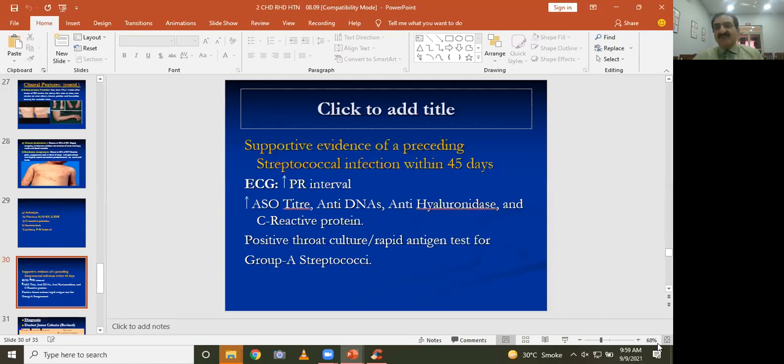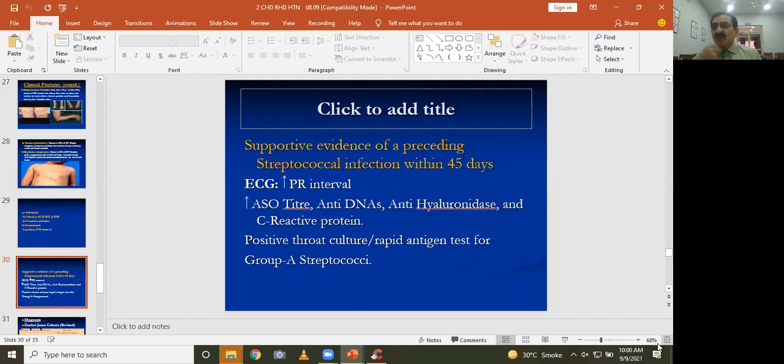Then the ECG, as I told you, shows an increased PR interval. Then anti-streptolysin O titer, the ASO titer, is increasing. Firstly it was 100, then 150, 250, 300. If the pattern is increasing like that and goes beyond 300, it is one of the tests that supports the diagnosis. Then anti-DNase, anti-hyaluronidase and other antibody tests are all supportive evidence of having this.